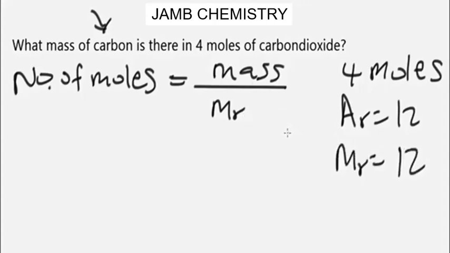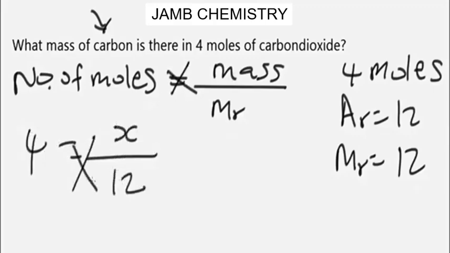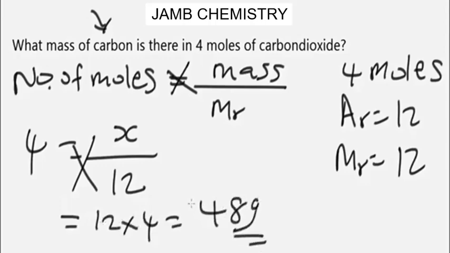Had it been we are dealing with a compound, we would have added the relative atomic masses of the atoms of that compound. But since we are dealing with elements, it will just be this. When you cross multiply, you're going to have 4 equals, now let's represent the mass with x over 12. So when you cross multiply, the mass of 4 moles of carbon will now be 12 times 4, which will give us 48 grams. Alright, so it's as simple as that.